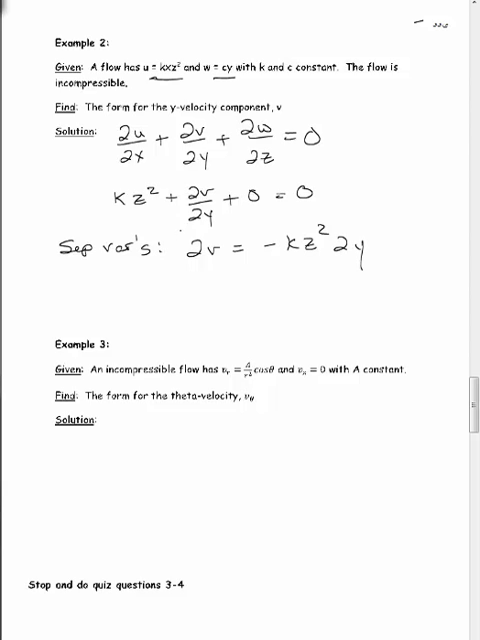And now just take the integral of both sides. The separation of variables is easy. So if you take the integral of both sides, what you get on this left-hand side is v. And what you get on the right-hand side, well, there's no y in here, so you're going to have a minus kz squared y when you take that integral. And don't forget, normally when you have an integral, you're going to put in a constant of integration.